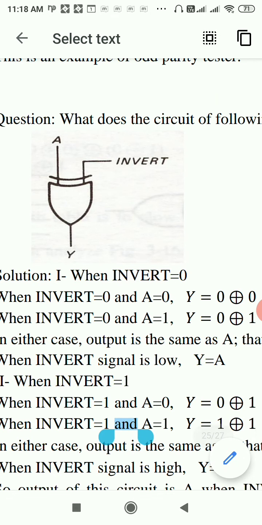So what does this circuit do? If we keep invert 0 in this circuit, output will be same as A, and when we keep invert equal to 1, output Y will be equal to A bar, that is complement to A.